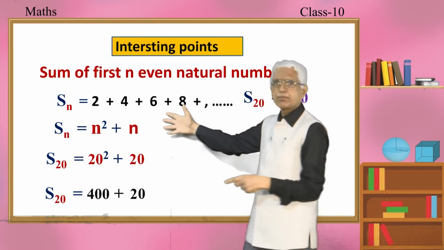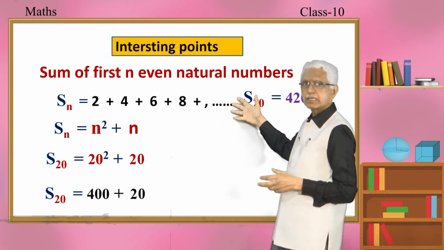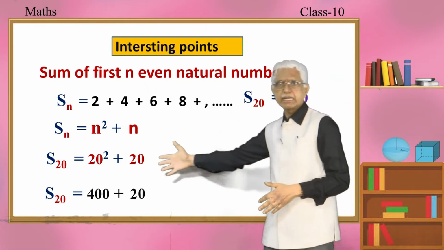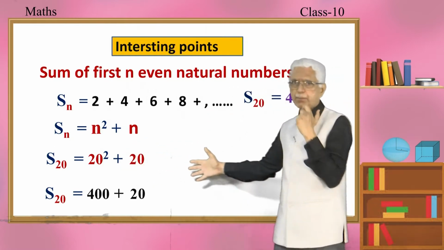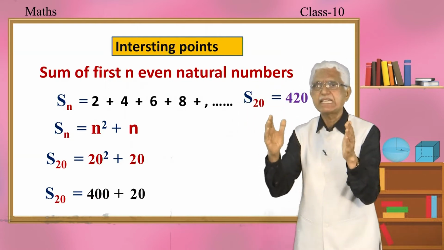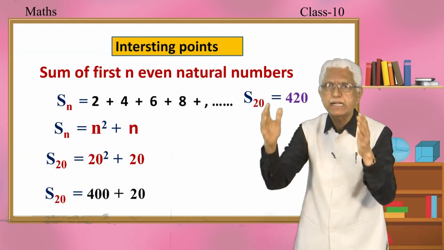You want to find the sum of the first 20 even natural numbers, 20 square plus 20, correct? It is 20 square plus 20, 400 plus 20, 420. So, the sum of the first 20 even natural numbers is 420.